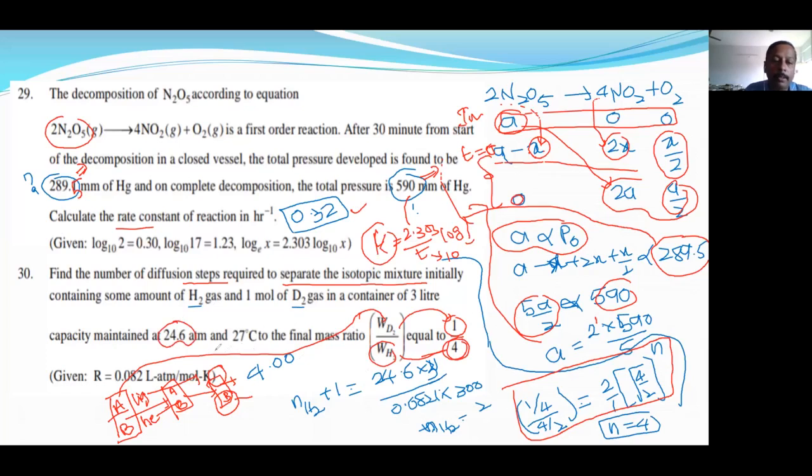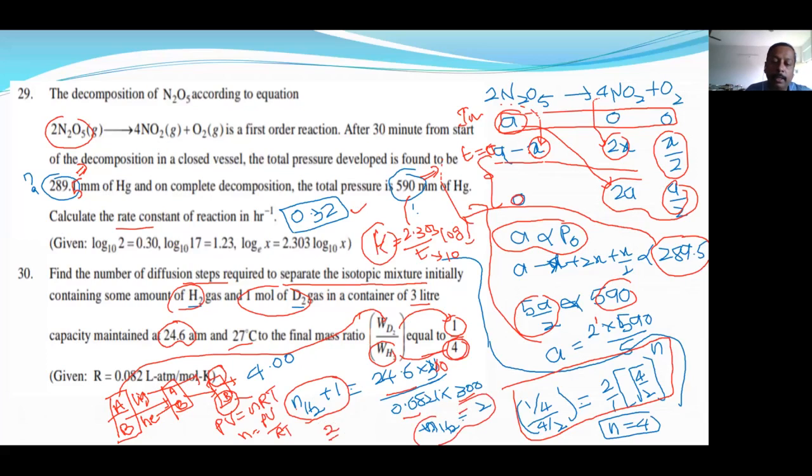Okay. So total pressure is given, total volume is given, total temperature is given. So by using this, we can find out the total molar ratio. Here 1 mole of D2 is there, but H2 we don't know. NH2 plus 1 is equal to PV by RT. PV is equal to nRT. So n is equal to PV by RT. So pressure is given as 24.6, temperature is given as 300, divided by R is 0.0821, T is 300. So now with this you will find out the number of moles of H2.